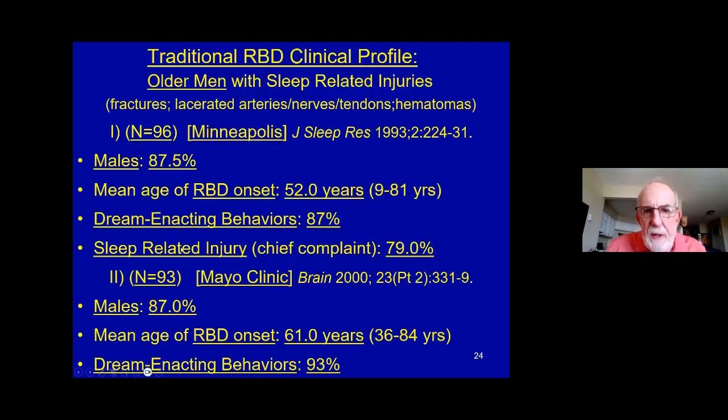Now, the traditional RBD clinical profile was identified in two large series. Our own series in Minneapolis, published in the Journal of Sleep Research in 1993, involving 96 patients, and then the Mayo Clinic published in Brain in the year 2000, a series of 93 patients. Our findings in the two series are virtually identical. This is a disorder, in terms of the traditional profile, of older men with sleep-related injuries, sometimes extremely serious, life-threatening injuries. So older men, middle-aged and older men, dream enactment behavior, sleep-related injury. That is the traditional RBD clinical profile.